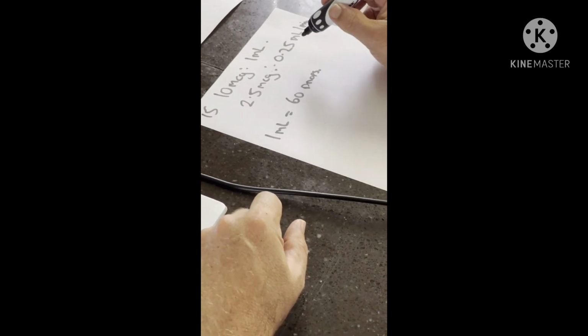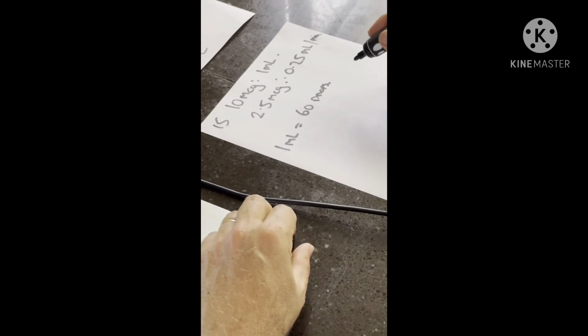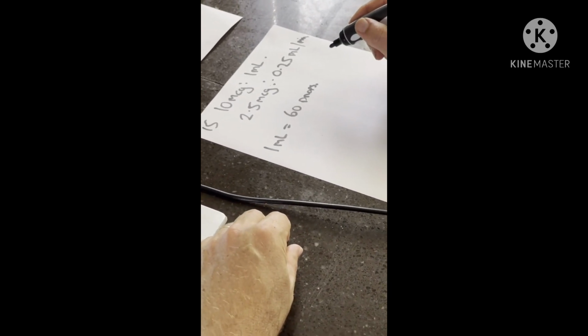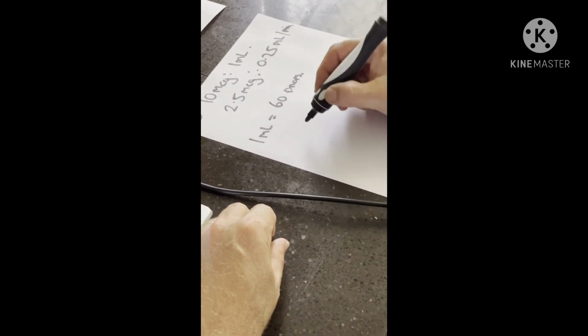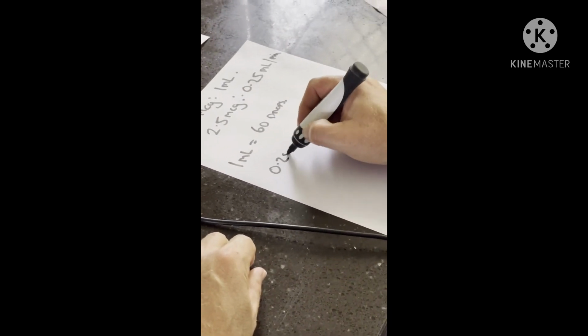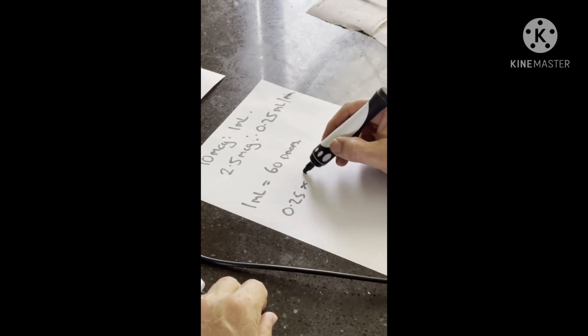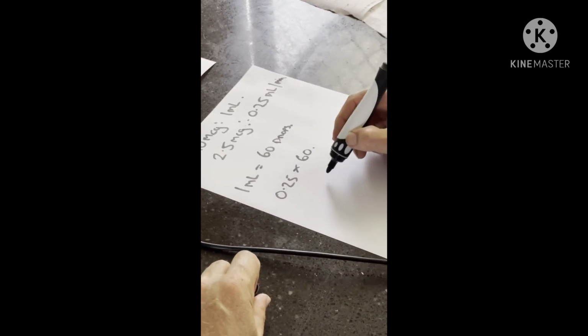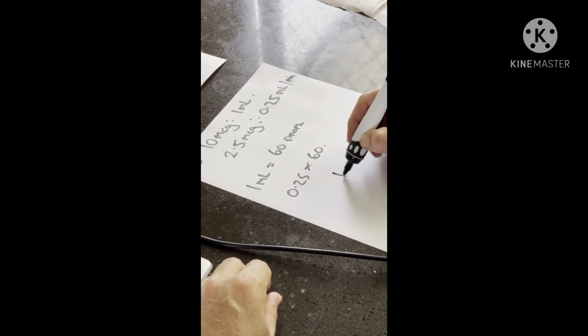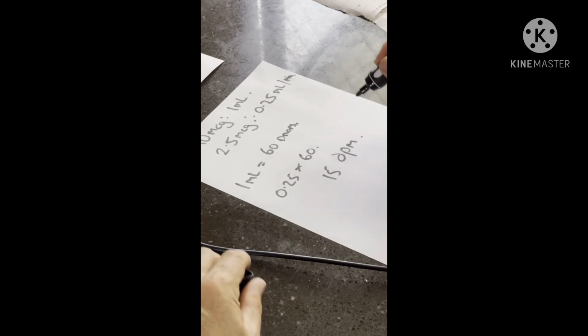Okay, we want our patient to receive 0.25. So probably write this out, actually we can just do this. We want our patient to receive 0.25. So 0.25 multiplied by 60, so a quarter of 60 is 15 dpm, drops per minute. Let's see how we went.